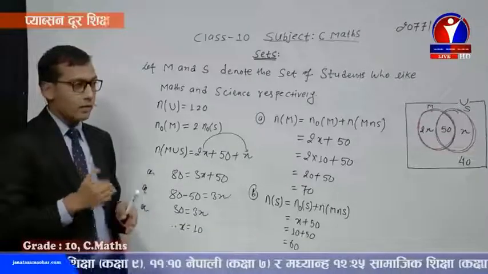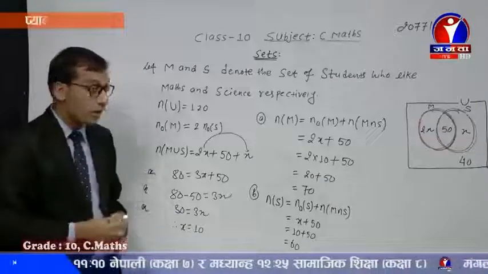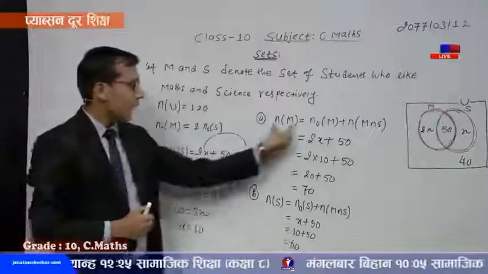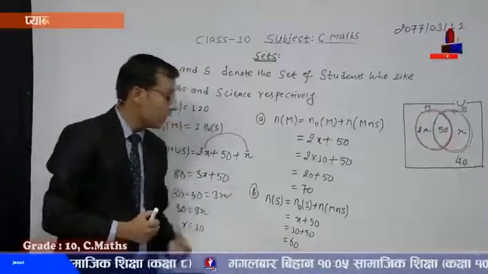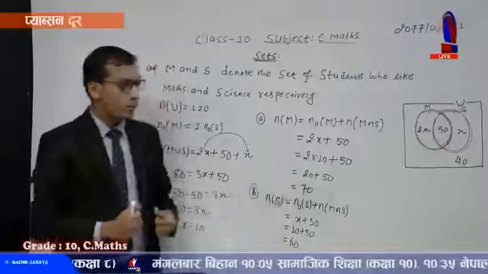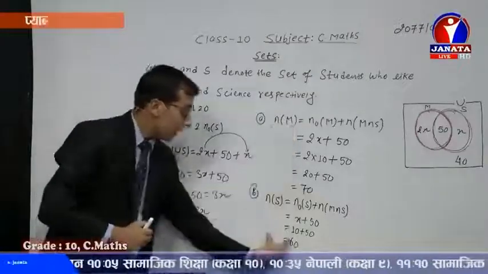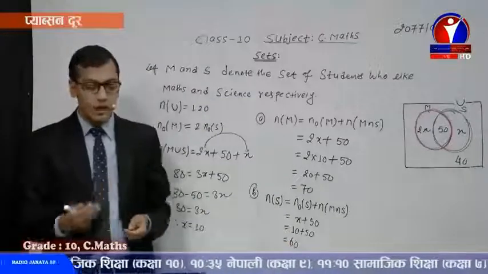So these are the first and second questions we solved. So let's write in the language. After solving for n of M and n of S, we write: 70 students passed in mathematics and 60 students passed in science.